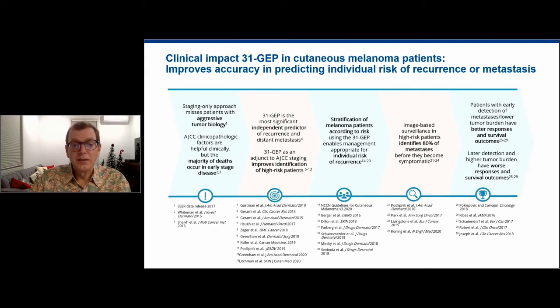Using these two together gives you a better stratification of individual recurrence risk, and we didn't talk about this too much today, but essentially you would want to increase the amount of imaging that is done for at-risk patients, because imaging actually proves time and time again to be the method by which most distant metastases are identified. And when we identify these distant metastases earlier, typically this is associated with better outcomes in the oncology world.